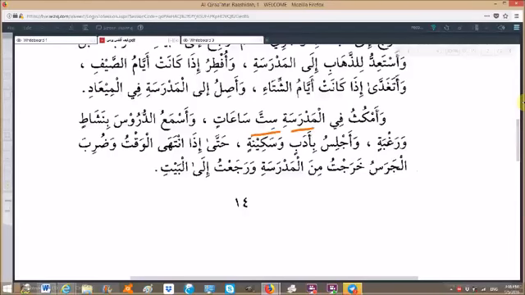From adaba ya'dubu, to be mannered. Wa sakina, from sakana yaskunu, right? Sakana yaskunu, this should be easy enough, I don't have to write it. Sakina, tranquility. Wa asma'u ad-durus bin nashat wa raghba, I listen to the lesson with energy and desire.